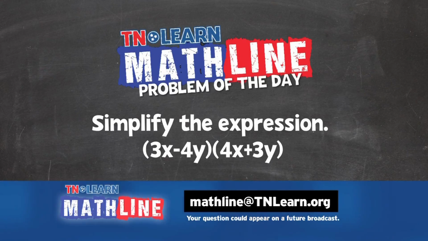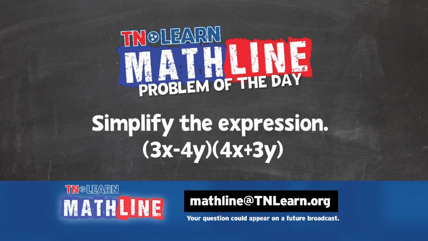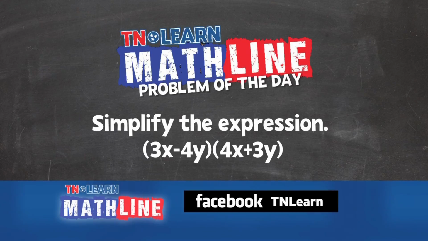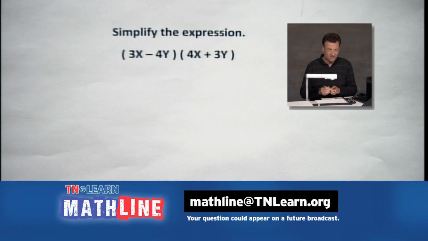To simplify the expression, an expression is in parentheses 3x minus 4y, and then you've got another parenthesis 4x plus 3y, which means we're going to multiply those parentheses together. Two binomials multiplied together. So we're going to simplify the expression of 3x minus 4y in a parenthesis times 4x plus 3y. So let's take a look and see how this is going to work for us, all right?